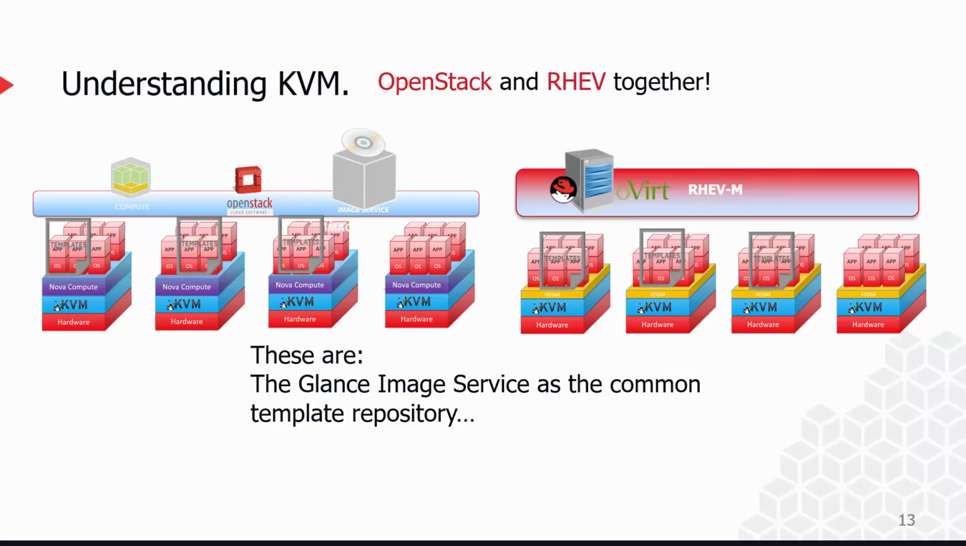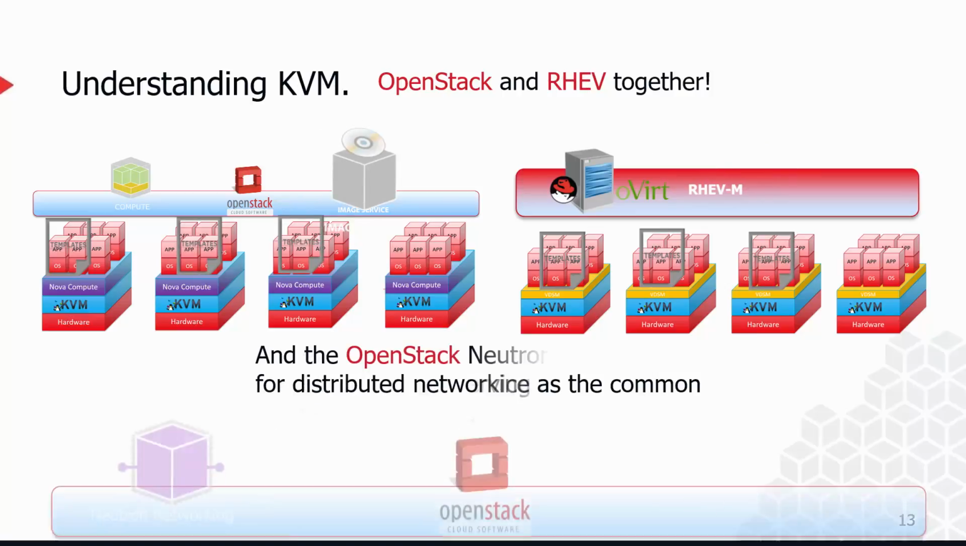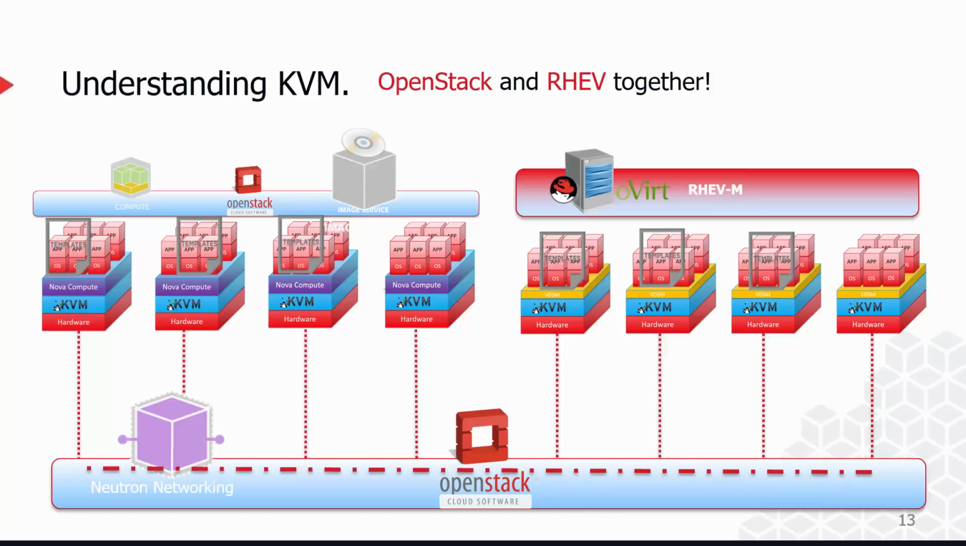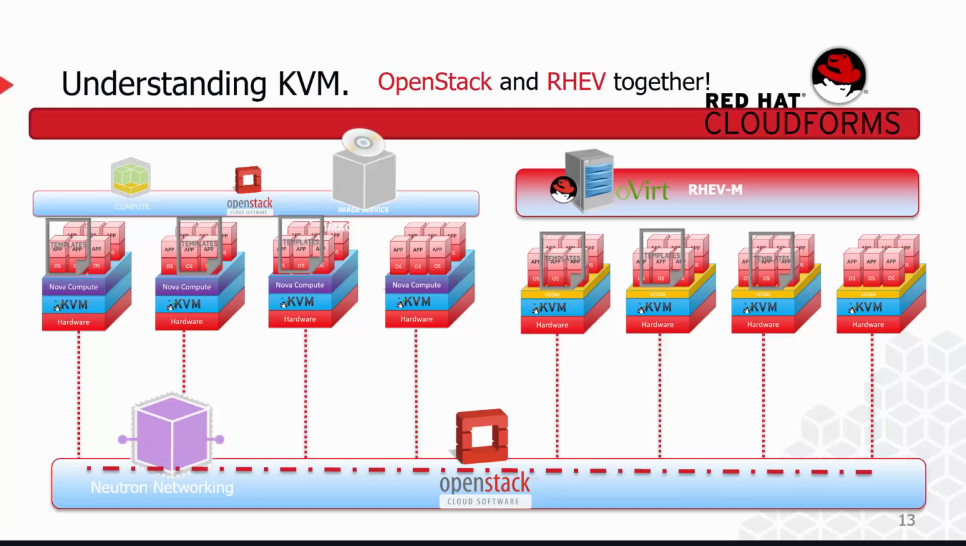Another shared service is Neutron. Neutron offers distributed networking across your OpenStack and RHEV KVM hosts, allowing them to share pre-established networks and switches across both environments as a whole. Additionally, Red Hat's CloudForms can also span both environments to offer VM and host provisioning.